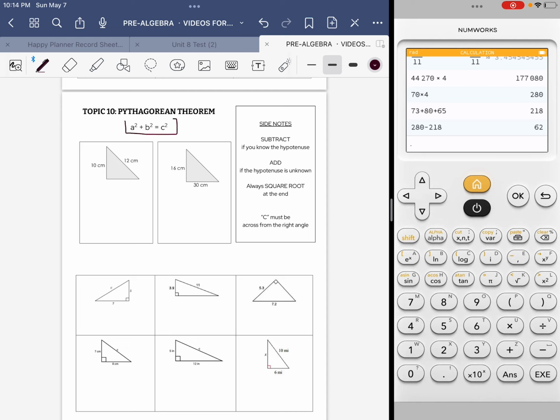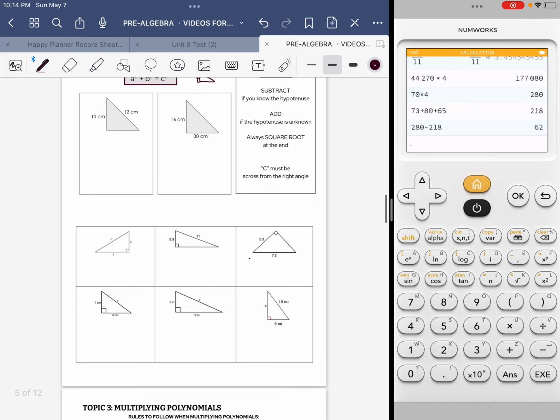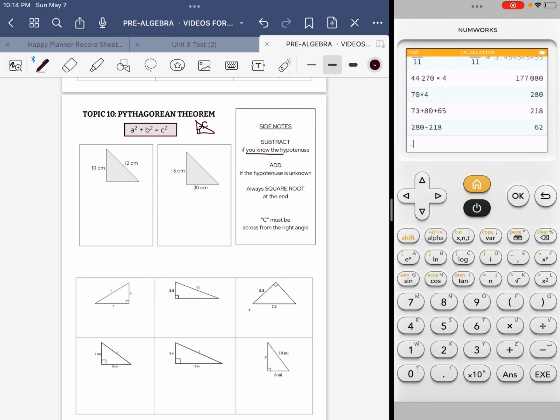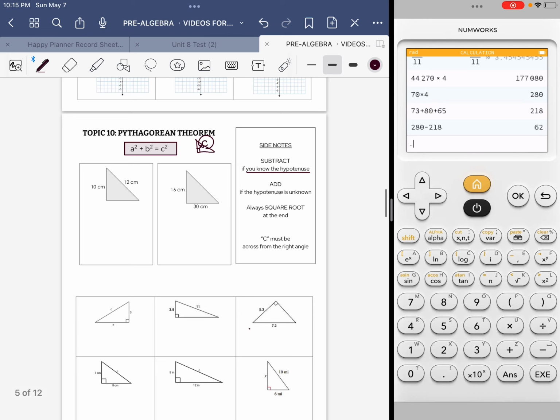Pythagorean theorem is bolded here at the top all on its own. Just remember that in any right triangle, there is a right angle and the side across from it is always C. Okay, I've got a few side notes over here. If you know what the hypotenuse is, that's the longest side C, then you need to subtract the squares. I'll show you why on this first one.